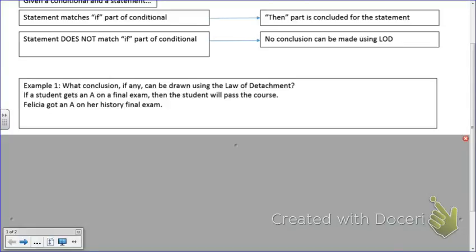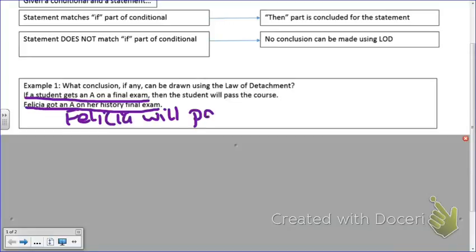So the first thing that I want to do is match my statement to the hypothesis of my conditional statement, or the if part, and it does. A student gets an A on the final exam. Felicia gets an A on the final exam. So therefore, we can conclude that Felicia will pass the course. And we can conclude this using the law of detachment, or LOD.